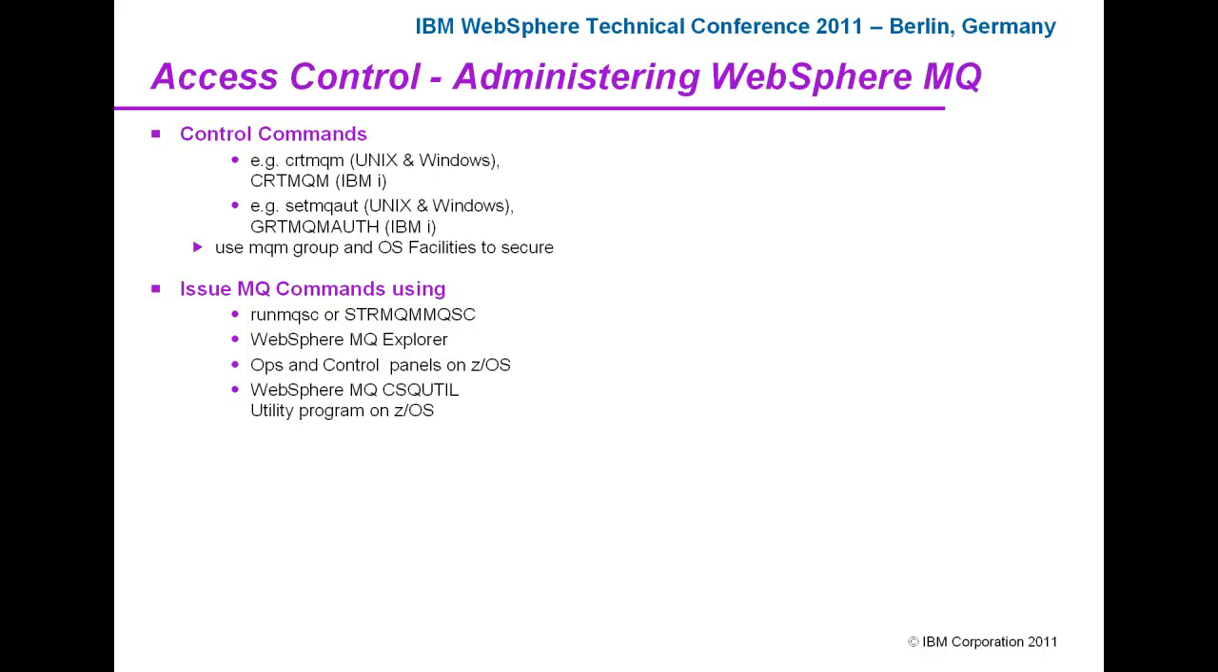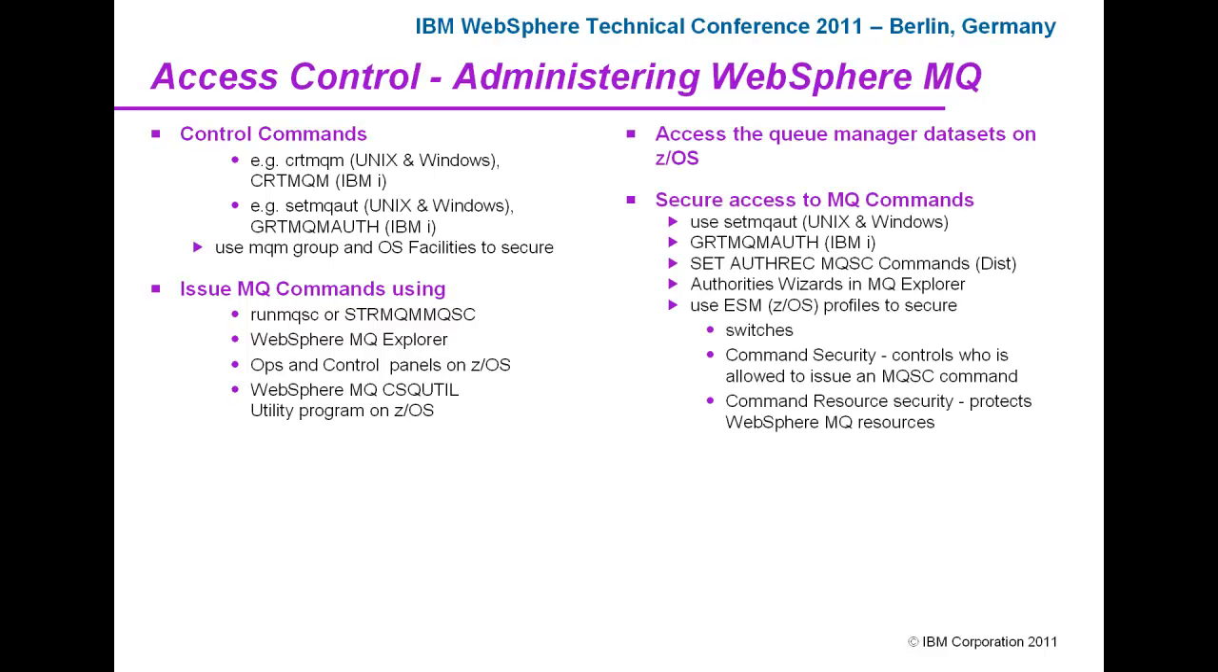Because, of course, there are many other ways to issue commands against your queue manager: your Explorer, the ops and controls panels, CSQUTIL programs, or indeed any user-written application that sends a message to the command queue can issue a command. So we need to do more than just control runmqsc.